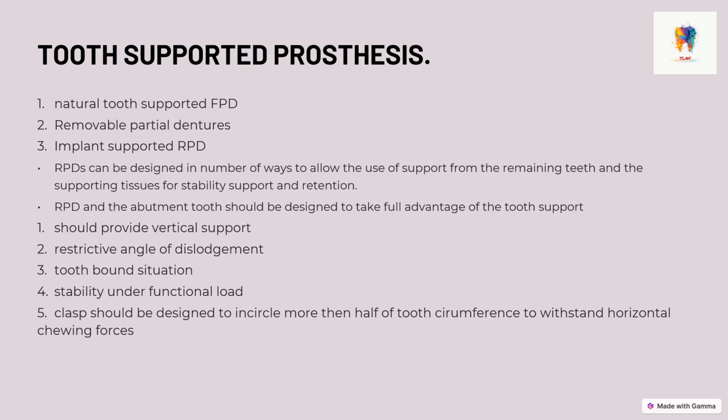An RPD can be designed in a number of ways to allow the use of support from the remaining teeth and the supporting tissues for stability and retention. The RPD and the abutment tooth should be designed to take full advantage of the tooth support. The tooth support that is present should provide vertical support, restrict the angle of dislodgement, and give stability under functional load in a tooth bound situation. A clasp should be designed to encircle more than half of the tooth circumference to withstand horizontal chewing forces.